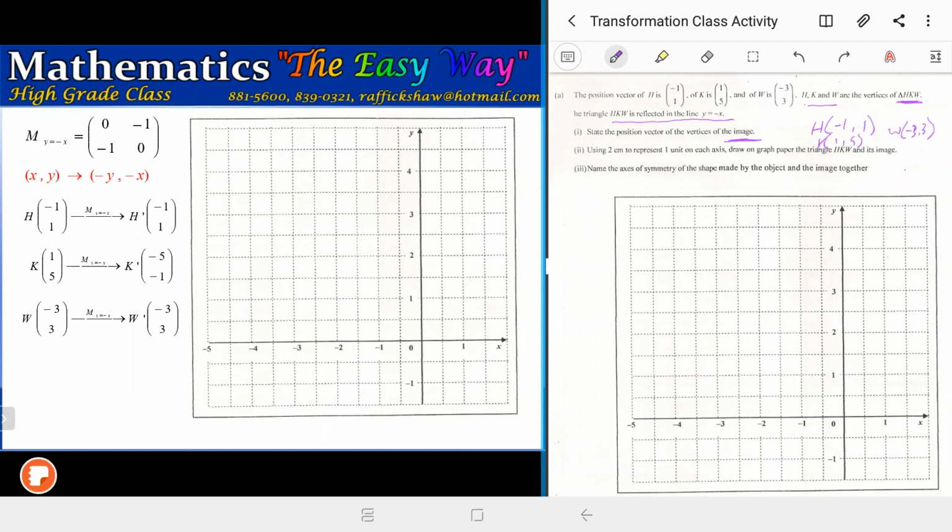So we need to draw it now for part 2. That's part 1, to write down the position vectors. They wanted us to write down the position vector of the image point. So I've just completed part 1 by writing down those position vectors.